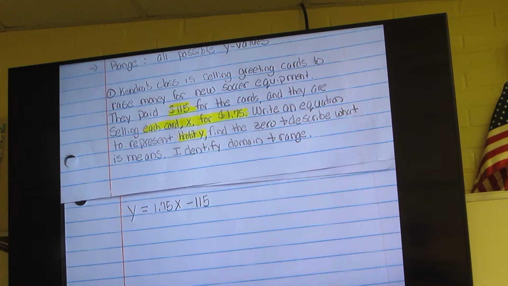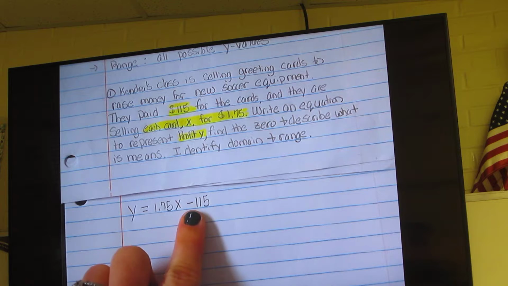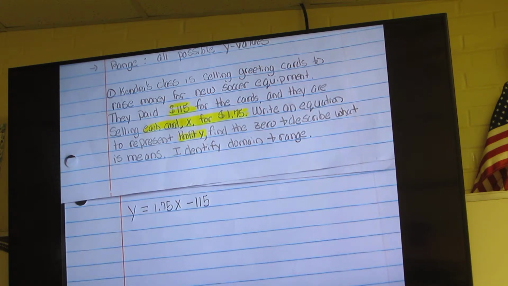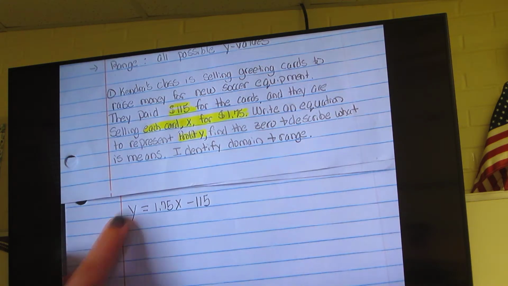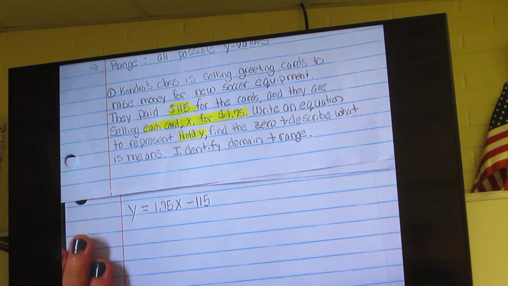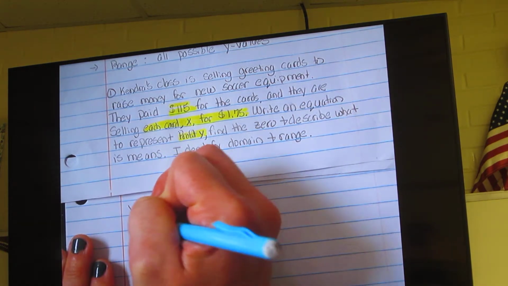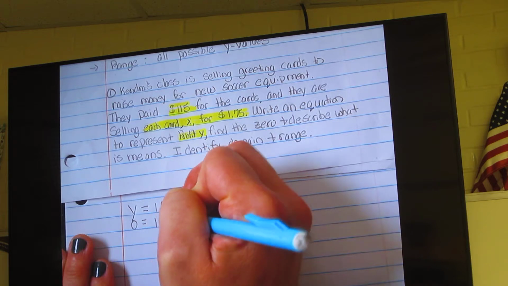Not add it, because they didn't bring it in. They didn't make that, they actually paid that. So we need to take that away from how much money they brought in to figure out their profit. So this is the first piece of writing an equation. Find the 0. I'm going to let y be 0 and solve for x.